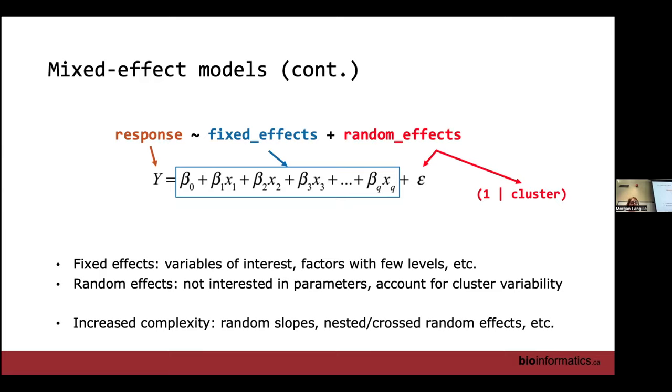Now, random effect structures can get pretty complex. Here, this is the most simple version of it, where we're basically saying that each cluster is going to have its own intercept, but you can include random slopes for each of your clusters. These random effects can be nested and crossed, and they can get pretty crazy pretty quick, which is where the flexibility and power of these models really come in. They're able to do a lot of different things.